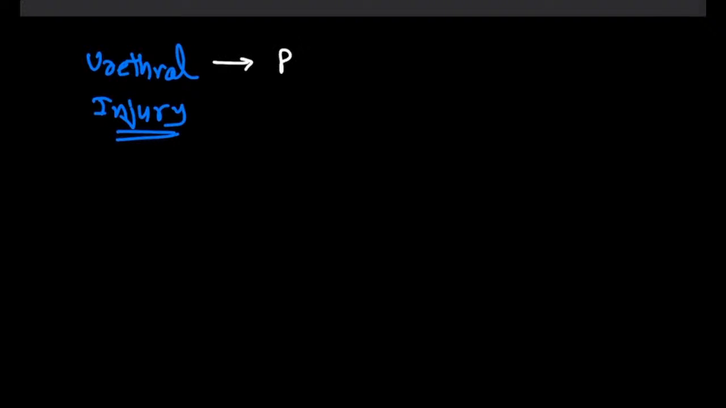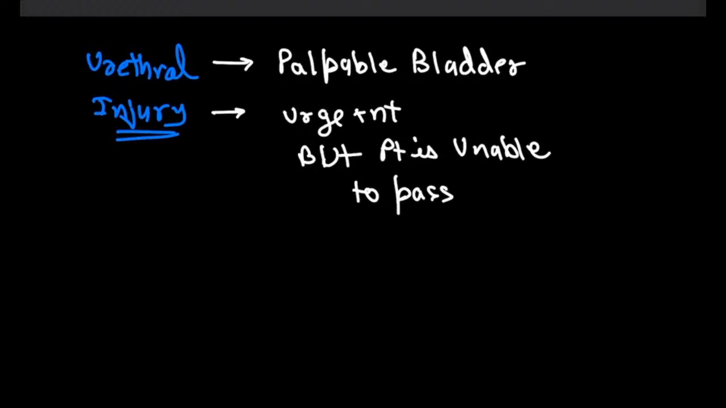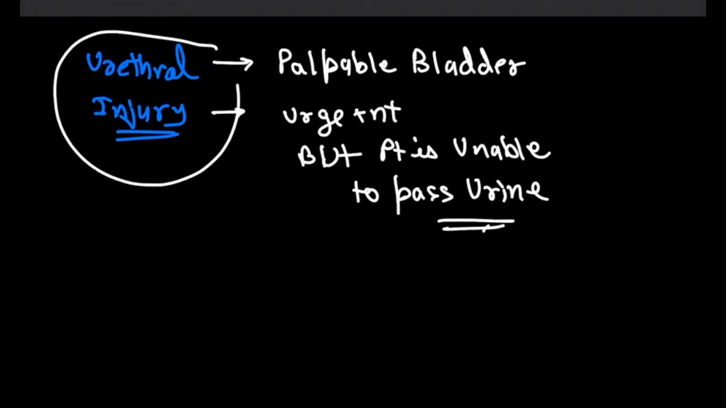Now somebody is asking what about the urethral injury? So how will you evaluate the urethral injury? So you need to understand that. For the urethral injury, what you will get in the scenario is a palpable bladder, and the patient has urge present, but the patient is unable to pass the urine. Okay, I hope you get this point. So if you have these two things in your clinical scenario, you will say that this is a patient who might be suffering from a urethral injury. Okay, I hope you got this point.